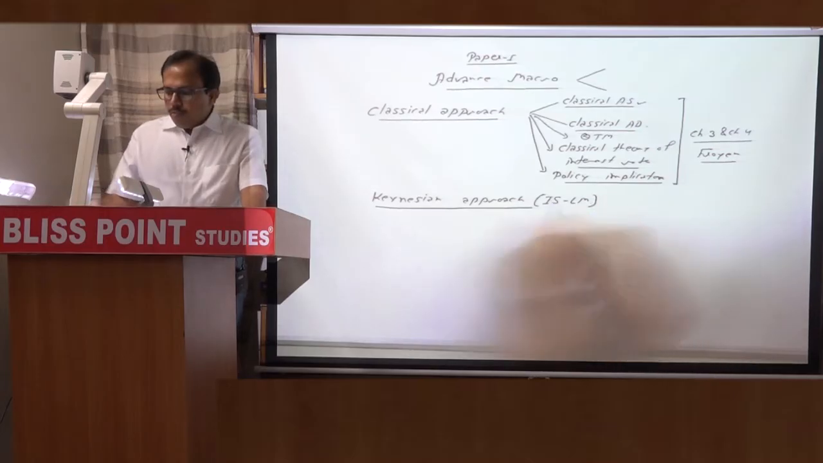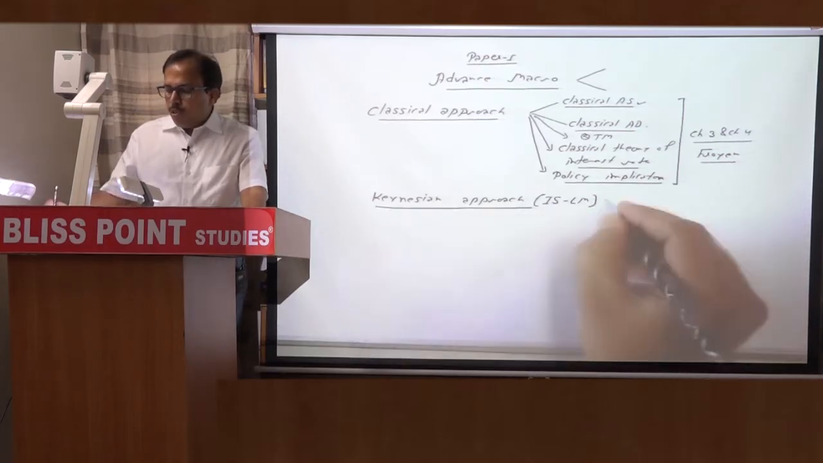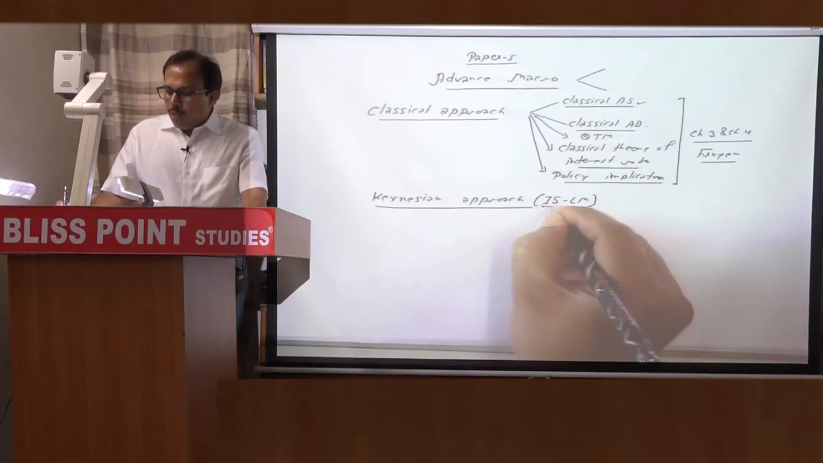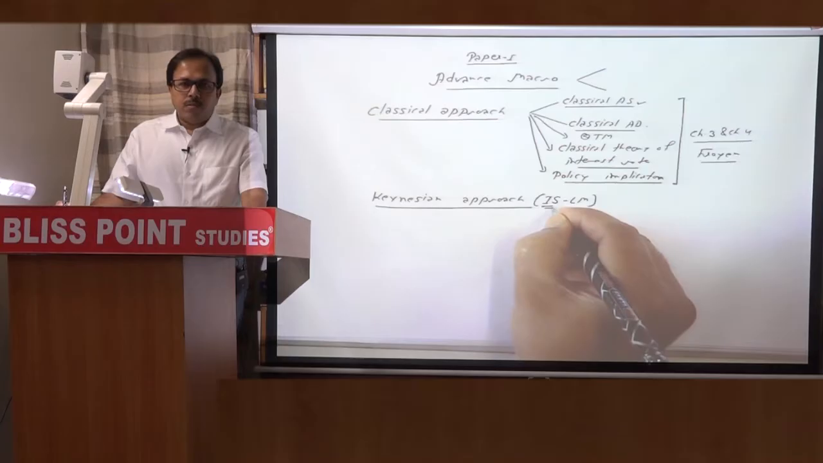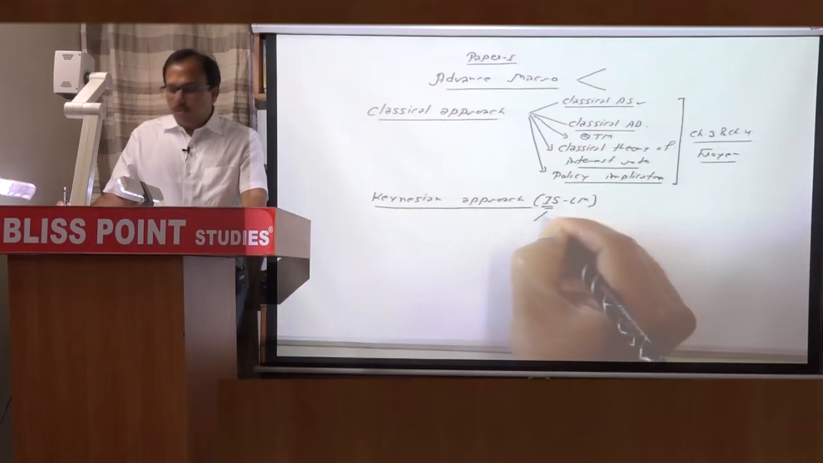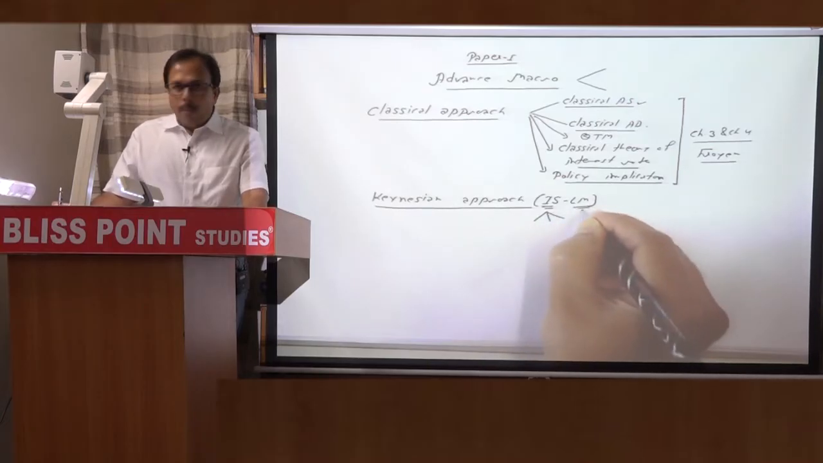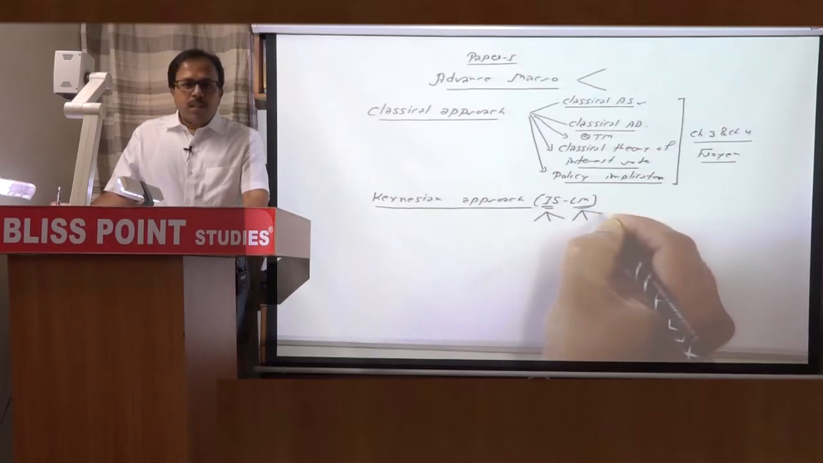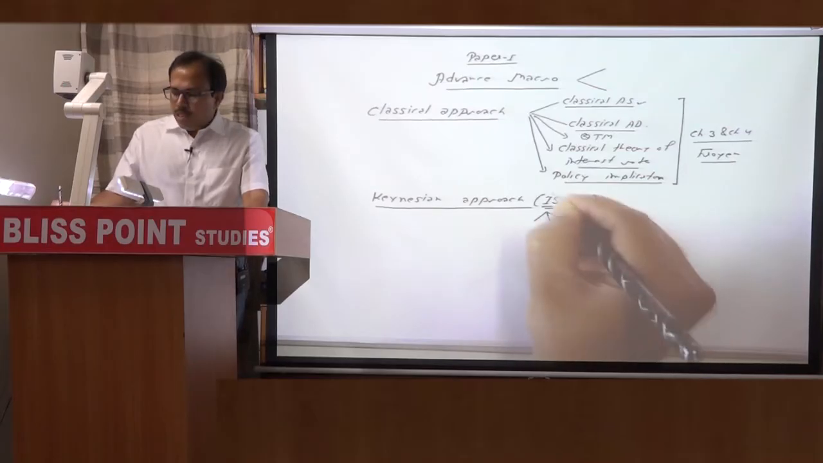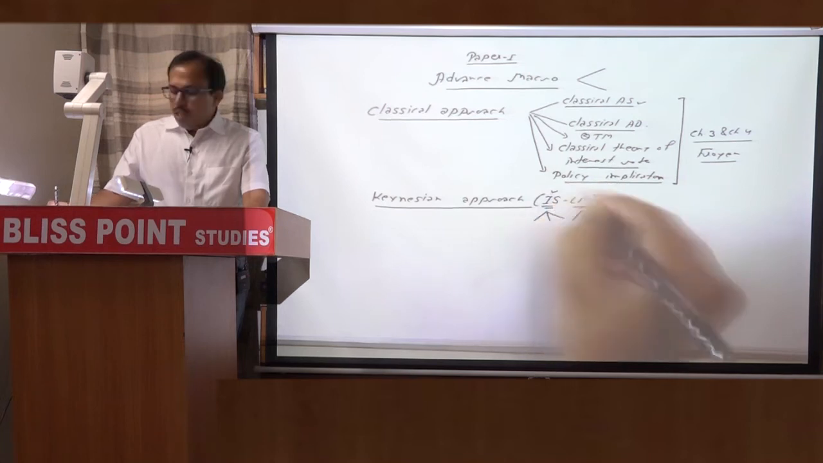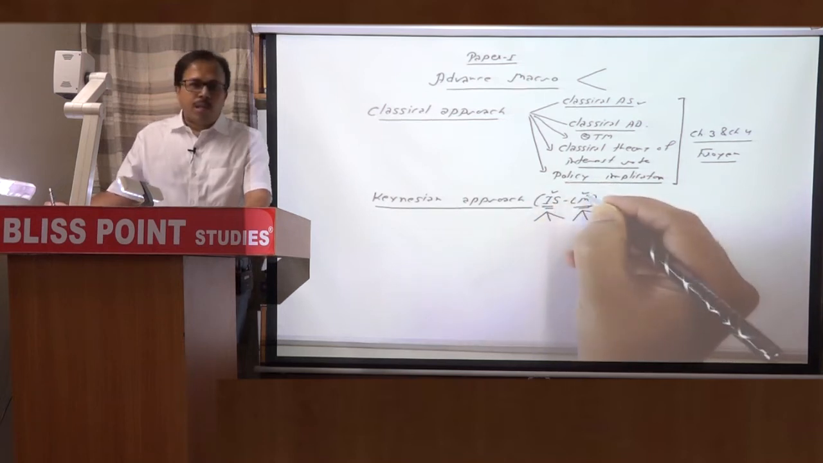So in the Keynesian approach, there are in fact many questions. One aspect will be the derivation of the IS curve, equation part, its slope, shift of the IS curve, then LM, its derivation, slope and shift. And remember, one curve is representing goods market equilibrium, another curve is representing money market equilibrium.